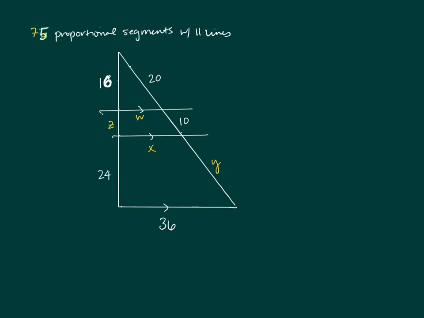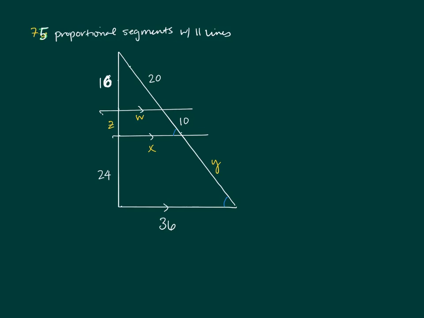Because of the parallel lines, you'll have congruent corresponding angles. And so you'll have AA along with a reflexive angle at the top. So you could use similar triangles to solve these proportions. But the other thing that the parallel lines do is they actually cut the sides up proportionally.